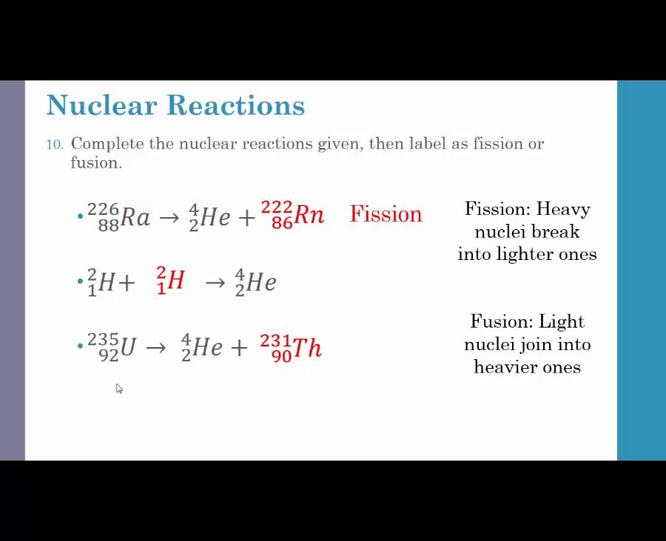In my next problem, I am taking 2 hydrogen, and that's the lightest element, taking those 2 hydrogen and fusing them together to make helium. So this is a fusion. And for my last one, I am starting with uranium, which is a heavy element, and then an alpha particle is going to break off, and I'm also going to form another element. So this one is also fission.